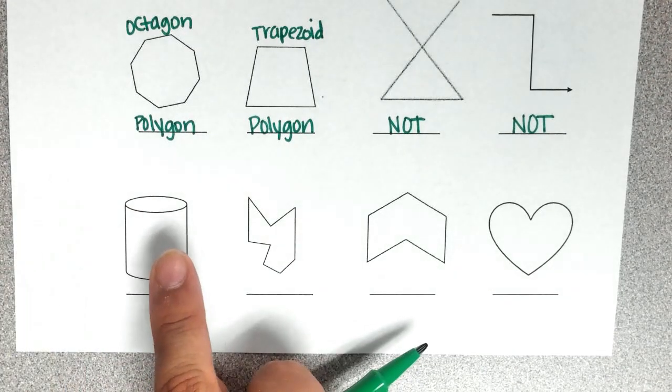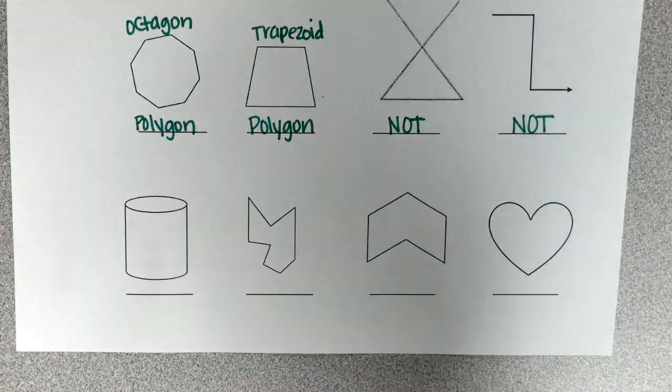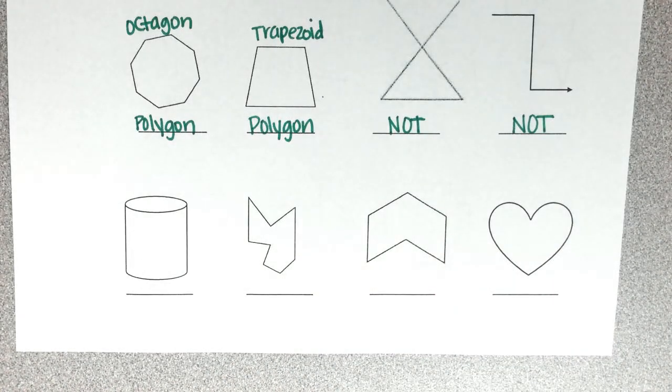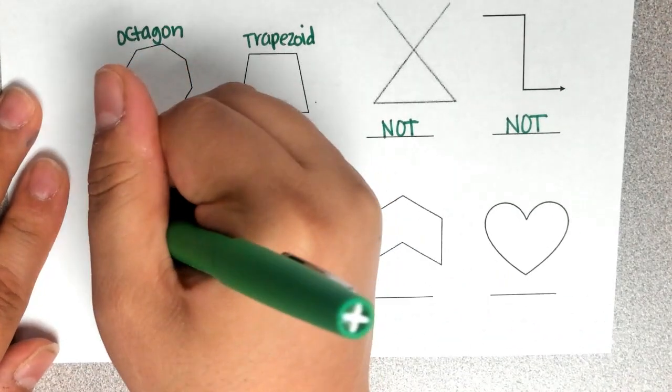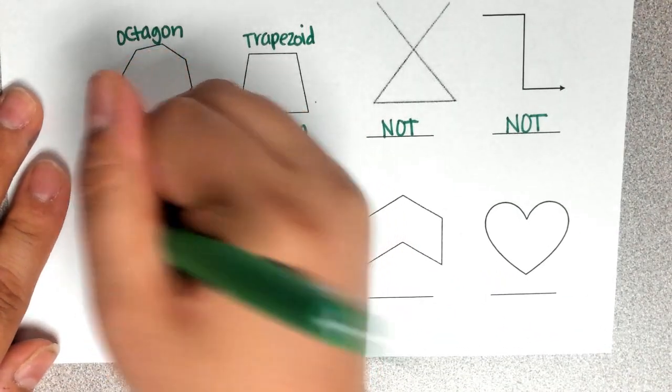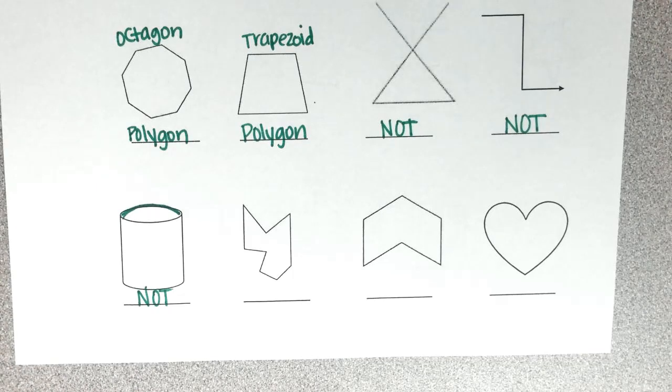What shape is this? It's a cylinder. Is it a polygon? No, this is not. It has curves, no straight lines. What about this weird looking one?